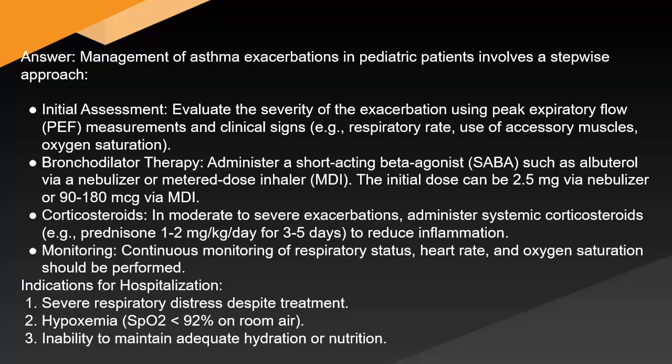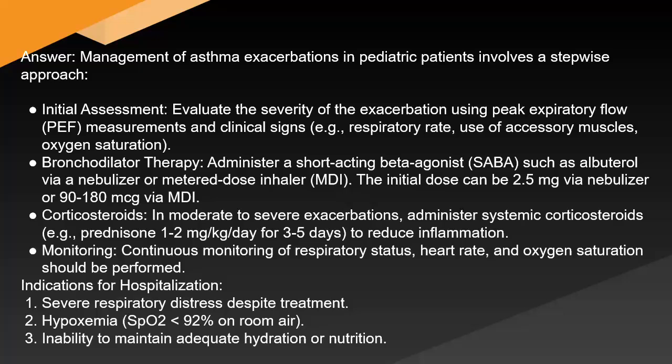Answer: management of asthma exacerbations in pediatric patients involves a stepwise approach. Initial assessment: evaluate the severity of the exacerbation using peak expiratory flow, PEF, measurements, and clinical signs, e.g. respiratory rate, use of accessory muscles, oxygen saturation. Bronchodilator therapy: administer a short-acting beta-agonist, SABA, such as albuterol via nebulizer or metered-dose inhaler (MDI). The initial dose can be 2.5 mg via nebulizer or 90 to 180 mcg via MDI.